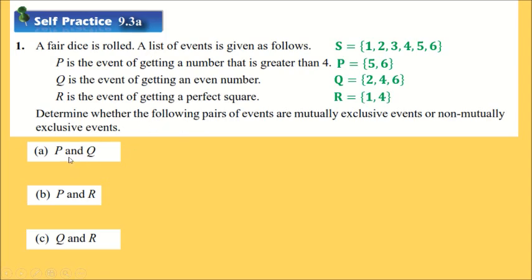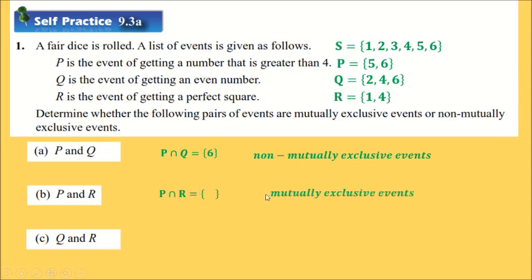So P and Q: there is one common possible outcome, so P and Q are non-mutually exclusive events. How about P and R? There is no common possible outcome, so P and R are mutually exclusive events. Q and R: there is one common possible outcome, so Q and R are non-mutually exclusive events.